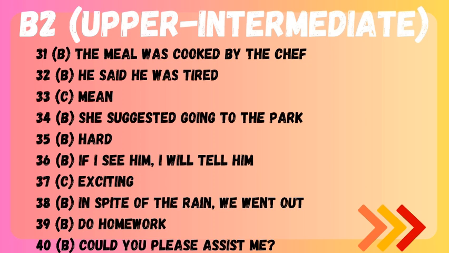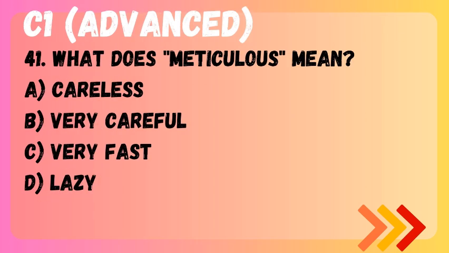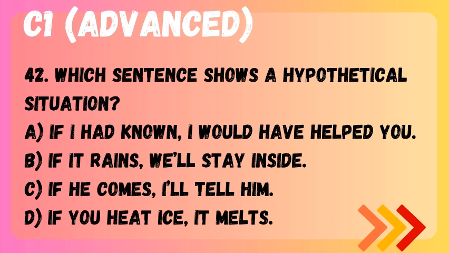C1, advanced. 41. Which phrase means meticulous? A. Very fast. B. Very careful. C. Very lazy. D. Very small. 5, 4, 3, 2, 1. 42. Which sentence is correct? Third conditional. A. If I had known, I would have helped you. B. If I knew, I will help you. C. If I know, I would help you. D. If I had knew, I would help you. 5, 4, 3, 2, 1.